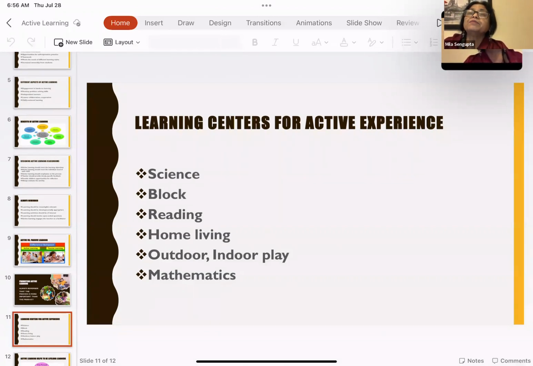Mathematics, any kind of mathematical activity, be it concrete or abstract. Concrete means that initially, when they're learning a mathematical skill or concept, they use objects to learn that skill.